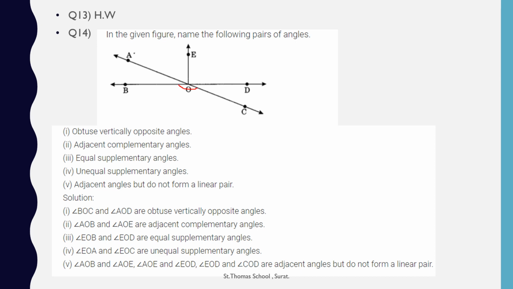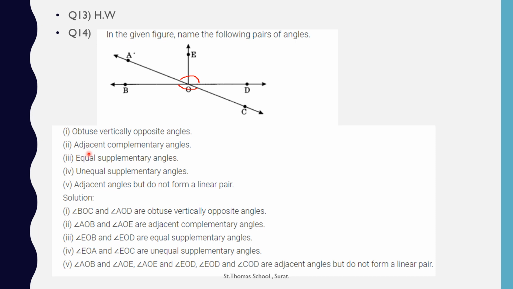So what is the opposite of this angle? Angle AOD. Okay, these two lines, line AC and line BD, intersect each other at the point O. So these two are obtuse vertically opposite angles. So write the answer like this: angle BOC and angle AOD are obtuse vertically opposite angles.